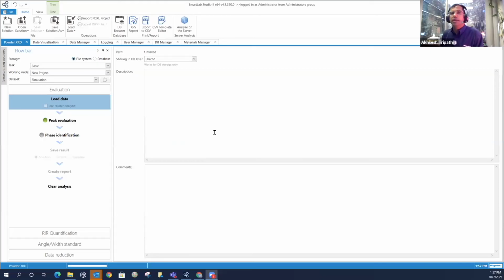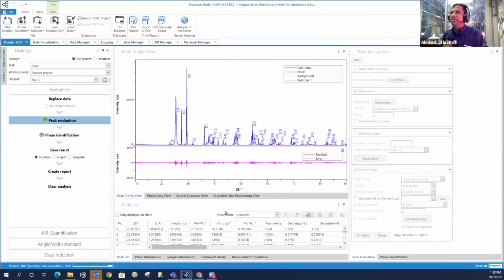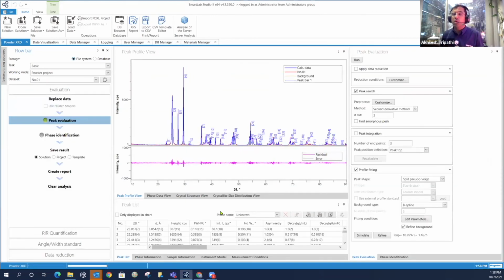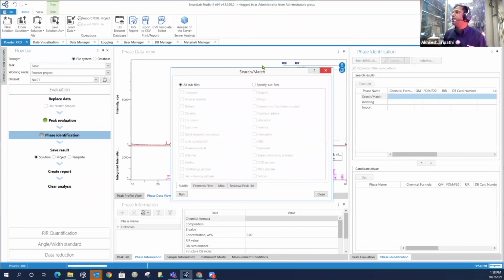Melissa, can you see the screen I'm showing? Yes, I can. Okay, so I would load data quickly to show all of you this part. Depending on the database, yes, you can divide it into only searching ceramics, and some databases won't do it. So this is our SmartLab Studio software, very easy to operate, with a flow-like chart. You just read the data, automatic peak evaluation. Then I'm right here on phase identification. I hit search match, and that's where the answer is hidden.